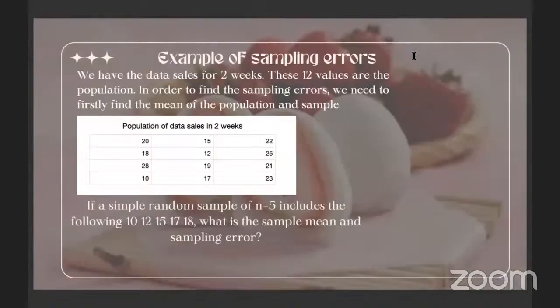For this example, we have the data sales for 2 weeks. These 12 values are the population. In order to find the sampling error, we need to first find the mean of the population and the sample. Here we can see in the picture the population of data sales in 2 weeks. And if a simple random sample of n is 5, including the following 10, 12, 15, 17, 18, what is the sample mean and sampling error?